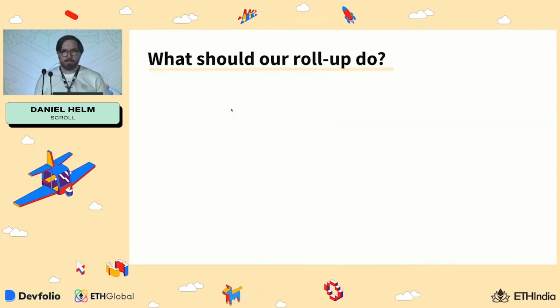But coming back to our protocol design game, right? We've said, okay, we're going to make a rollup. This is good, but the rollup could do anything, right? We're just using Ethereum for the security, but our rollup could do whatever we want. Well, let's look at maybe Scroll's biases here.